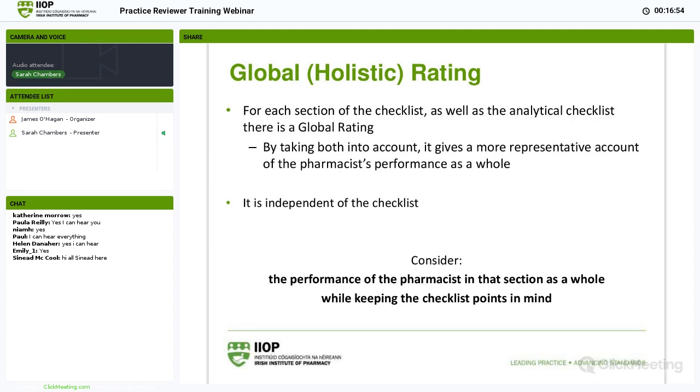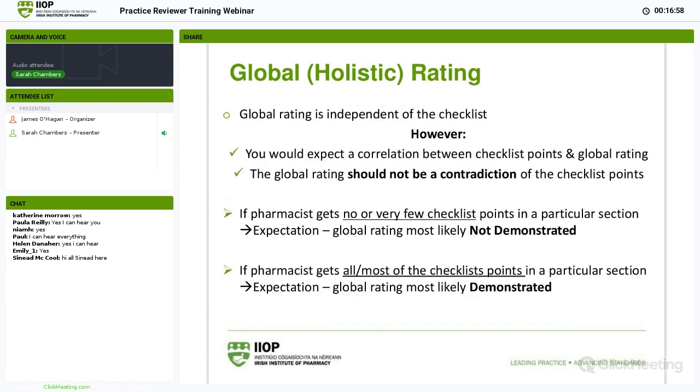So just to be really clear about the global rating and what it is we mean when we say that it's independent of the checklist. I know sometimes it can be a little bit difficult to assign the global rating for a few pharmacists. After looking at the way the results are analysed, the psychometrician gave us some feedback that might help you with how to assign the rating as demonstrated or not demonstrated.